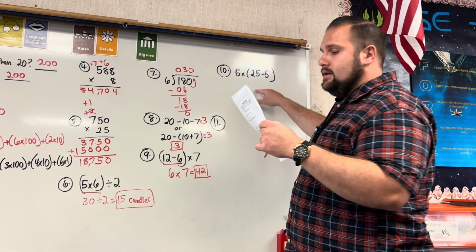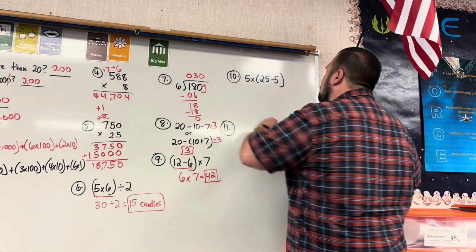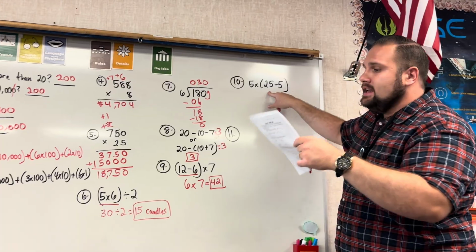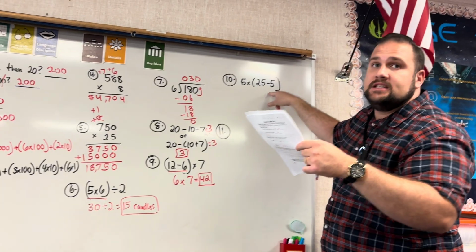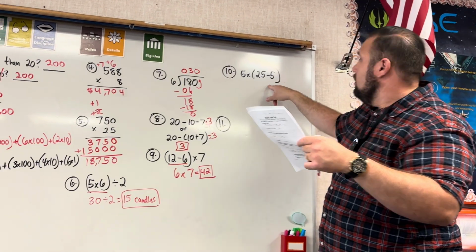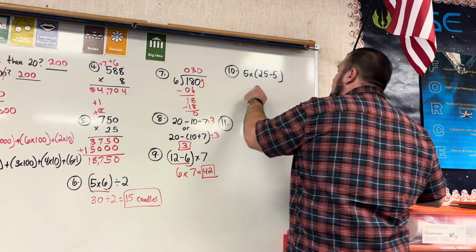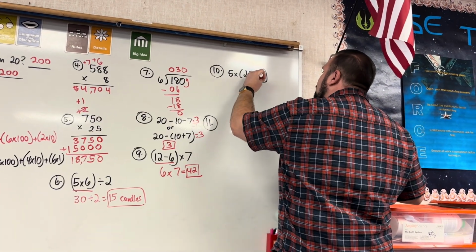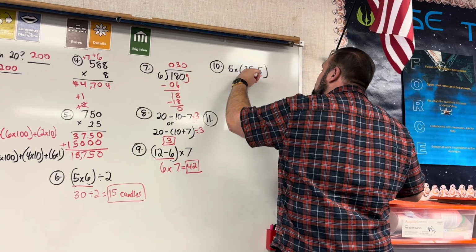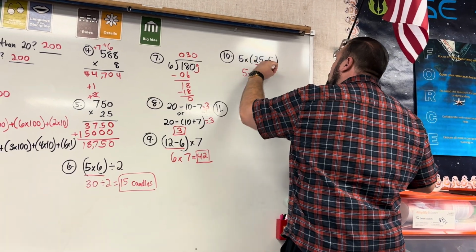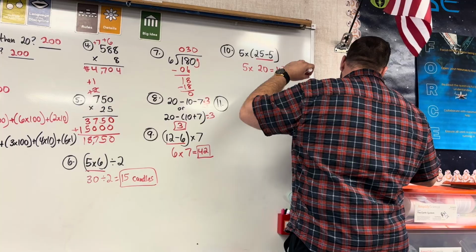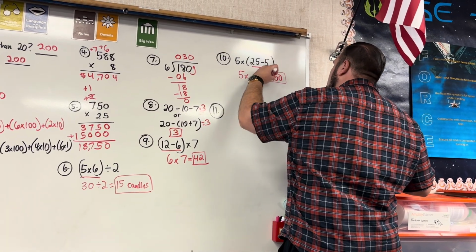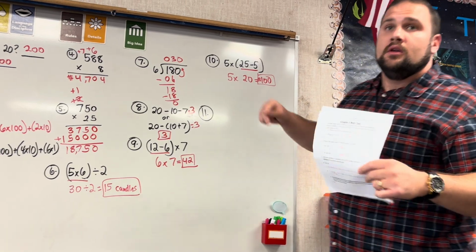Number 10. Andre works for 5 days. Every day he does this. He earns 25 but spends 5. So you're subtracting 5 from what he earns. And he does this every day. So each and every day you're multiplying it for the 5 days. So first you solve: 25 minus 5 is 20. 5 times 20 is 100. So he has earned $100. Good for you, Andre.